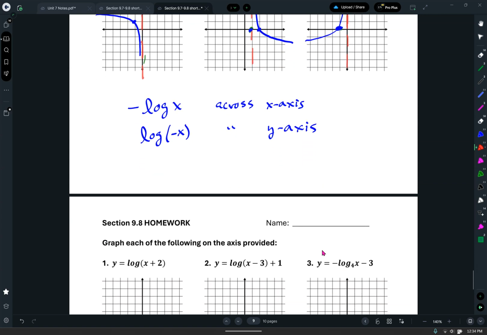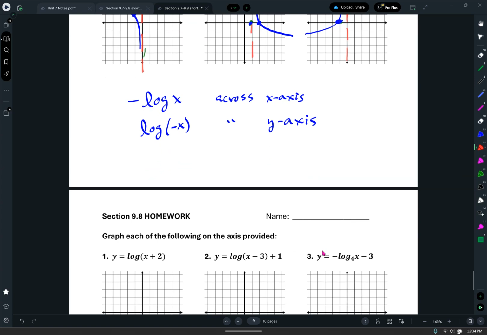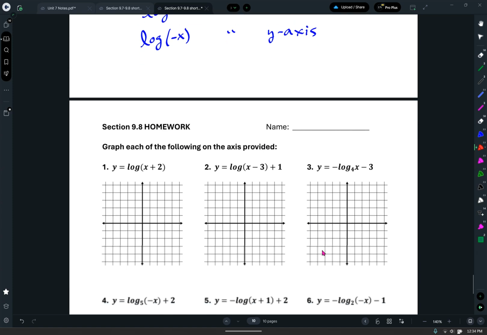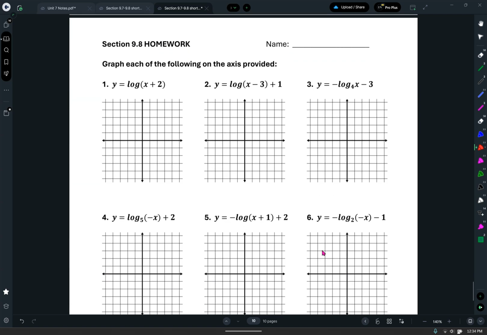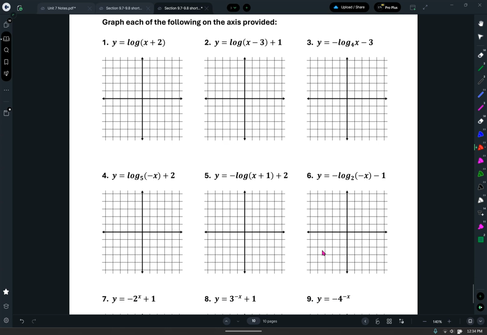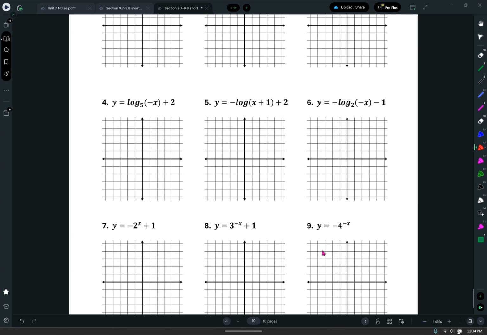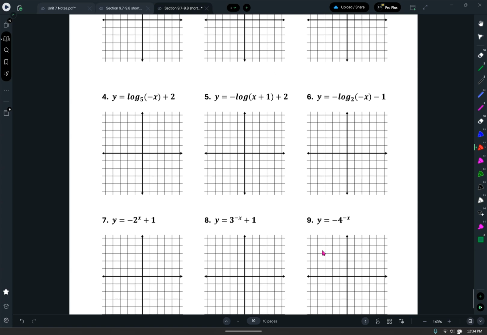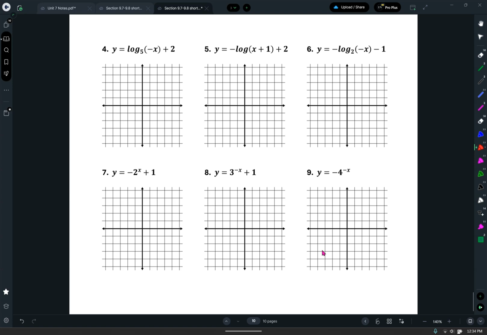Okay, so this section is all about the parent function log, and you can shift it up or down or left or right or whatever, right? Flip it across the X, flip it across the Y. Just make sure you notice in the homework, 1 through 6 are all practicing shifting that log parent function, but then 7, 8, and 9 are a refresher of the previous section for the exponential graph. So make sure you notice the difference in those.